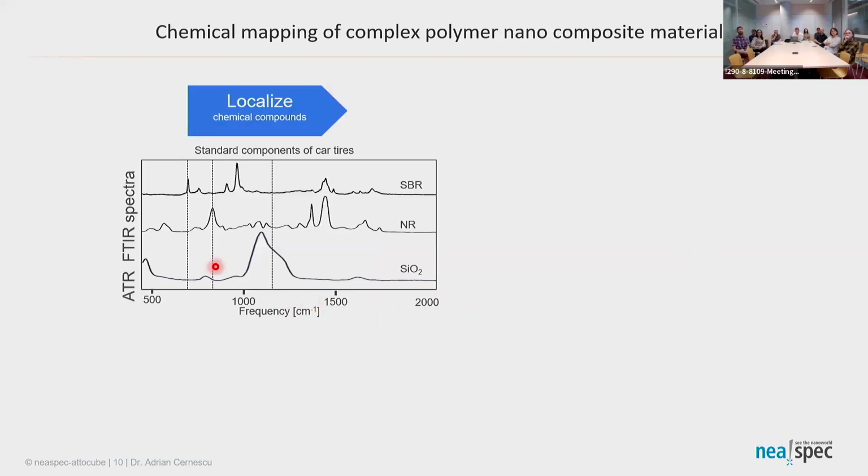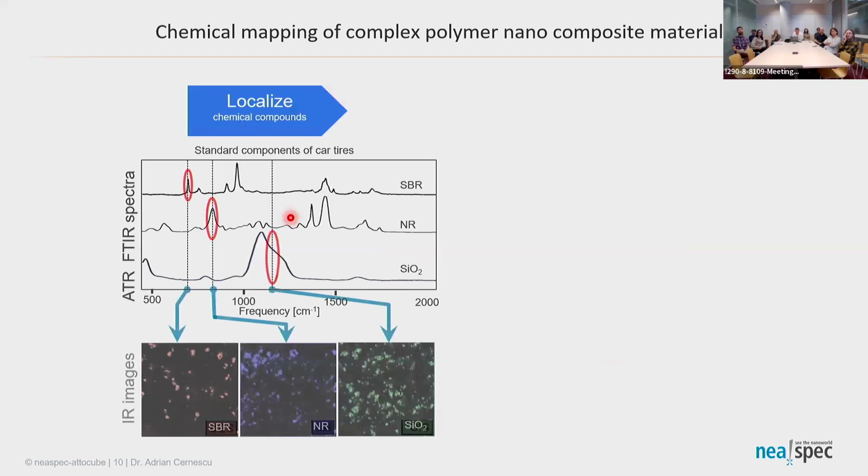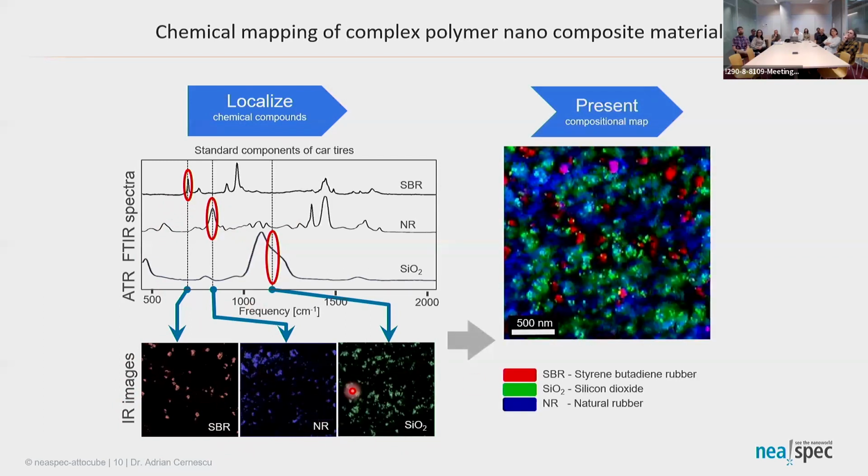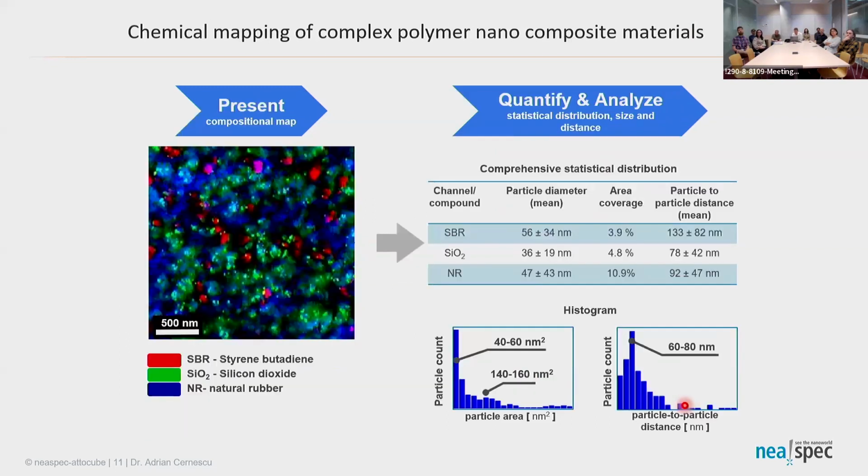So all of these three materials have different infrared spectra, and simply by mapping the same area at three different wavelengths that you can see here, you can highlight one by one the individual materials. And of course, if you combine these three images together, you get this so-called compositional map, and you see nicely with high resolution the distribution of individual components. Of course, you can also do some statistics and analyze the data with the help of dedicated software tools.